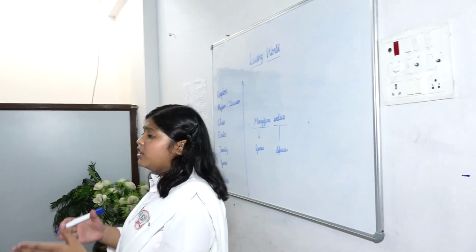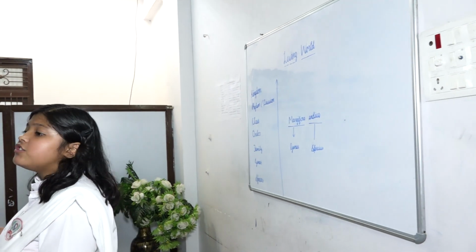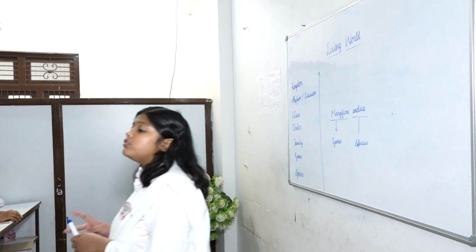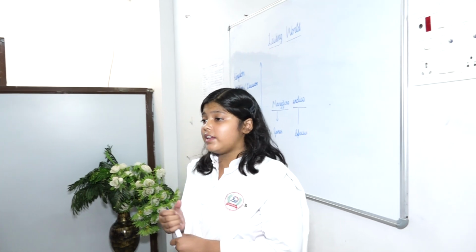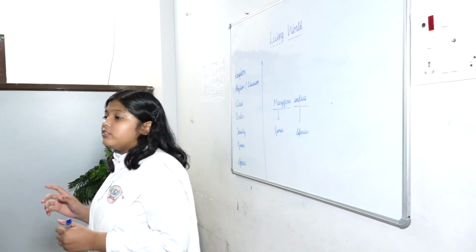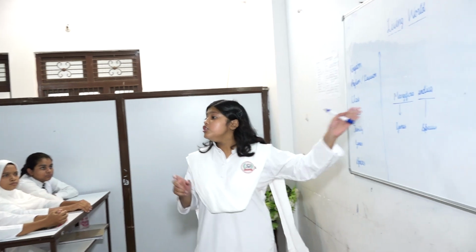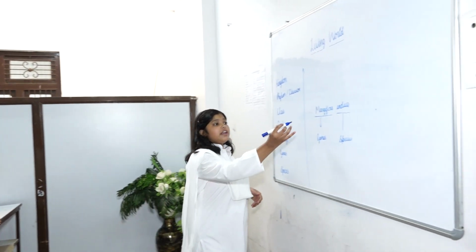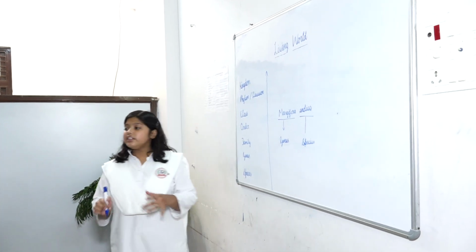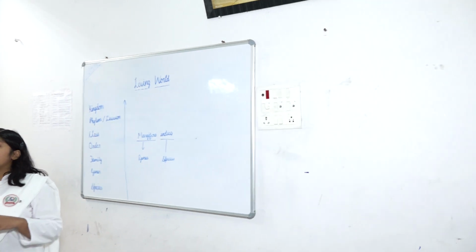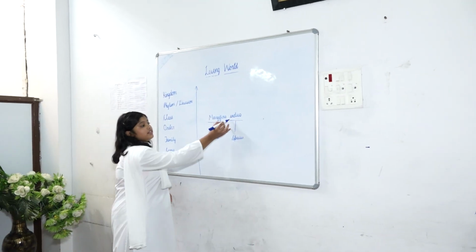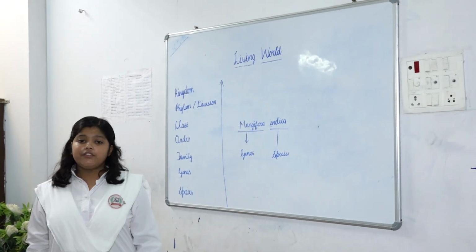And if it is printed, just like in your notes, then it should be in italics. Now the fourth rule arises. The fourth rule says that the first letter of the genus, that is Mangifera, should be in capital, as you can see that it is in capital. And the first letter of the species should be in small letter. It is in small letter. Now the fourth rule has ended.